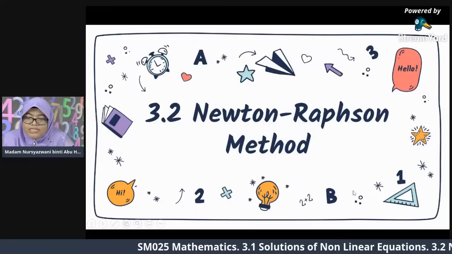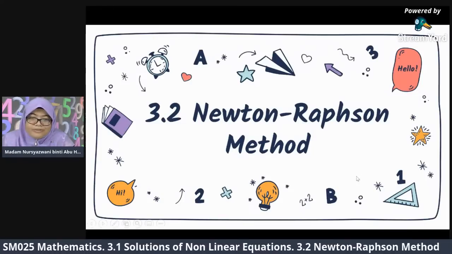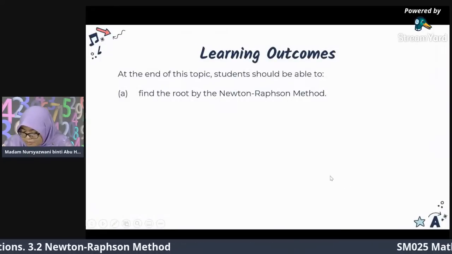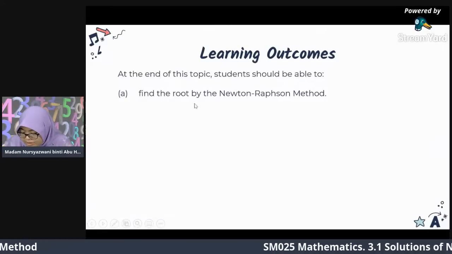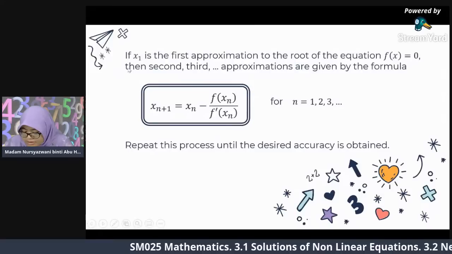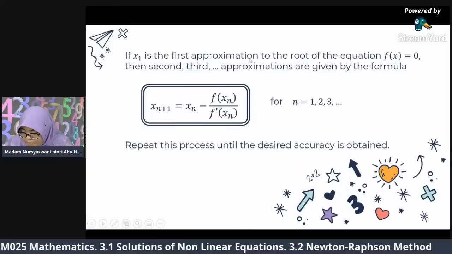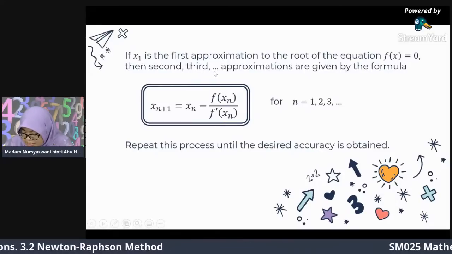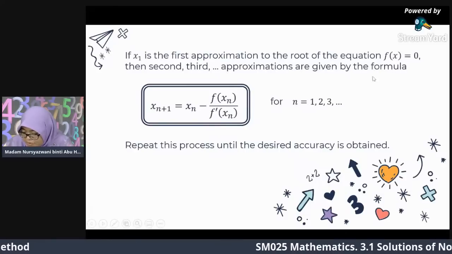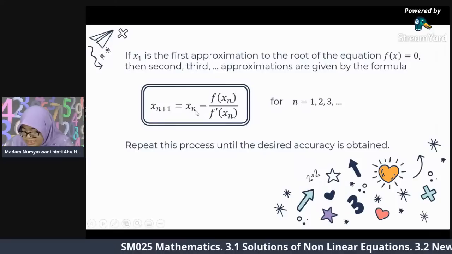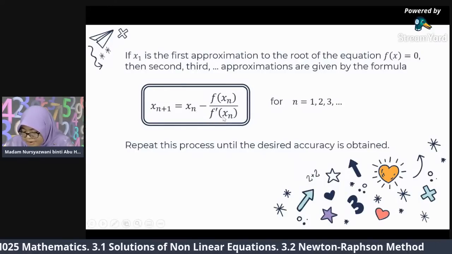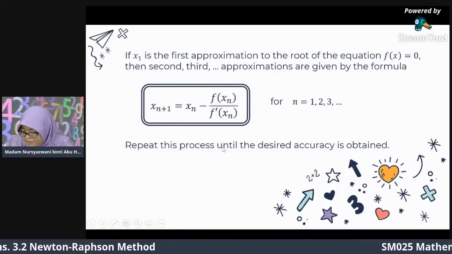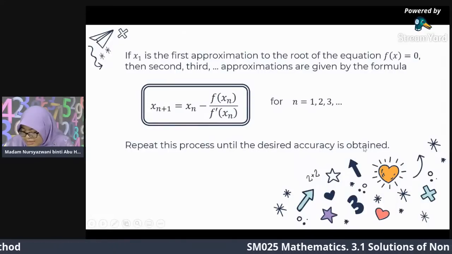Okay, we proceed our lecture by subtopic 3.2. At the end of this topic, students should be able to find the root by the Newton-Raphson method. Okay, if x1 is a first approximation to the root of the equation f(x) equal to 0, then the second, third, and so on approximations are given by the formula x(n+1) equal to xn minus f(xn) divided by f prime(xn) for n equal to 1, 2, 3 and so on. Repeat this process until the desired accuracy is obtained.